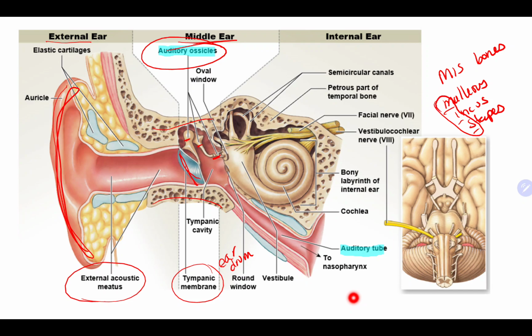Okay, remember within this middle ear, we also have this auditory tube or the eustachian tube, right? This canal right here. And remember that's going to serve to equalize the pressure in the middle ear cavity with the external pressure.